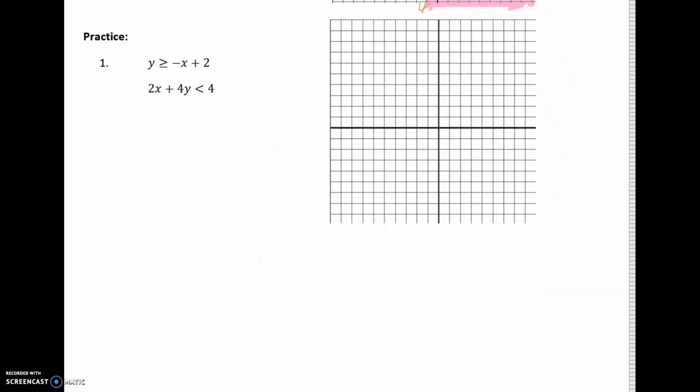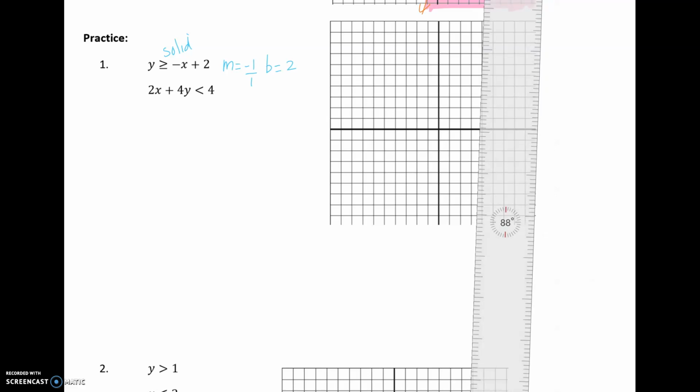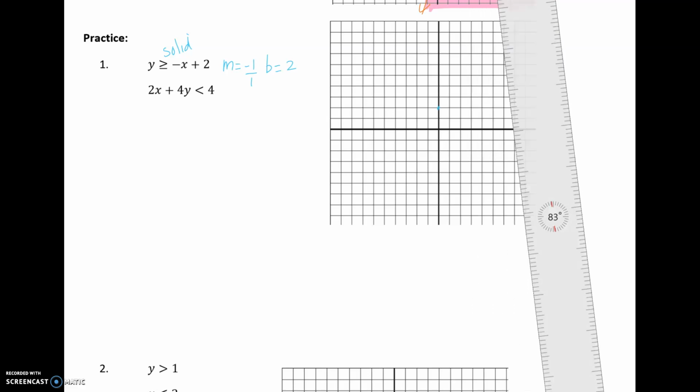Okay, let's go ahead and do some practice. In number 1, we have y is greater than or equal to -x plus 2. That is in slope-intercept form. So that means that my slope is -1 over 1, and my intercept is 2. My line is solid. When I graph this, I'm going to go up 2 from the origin, and then I'm going down 1, right 1, down 1, right 1. I can also go up 1, left 1.